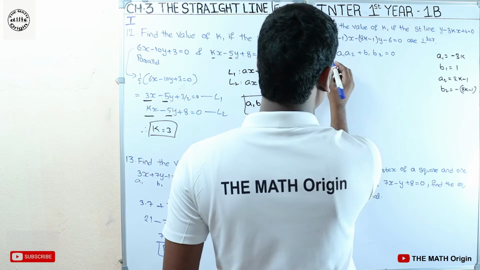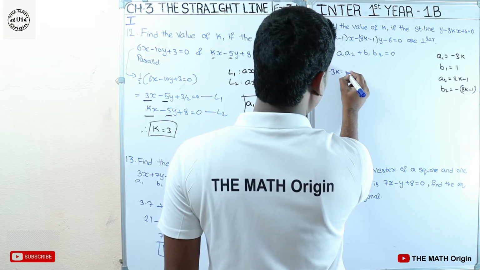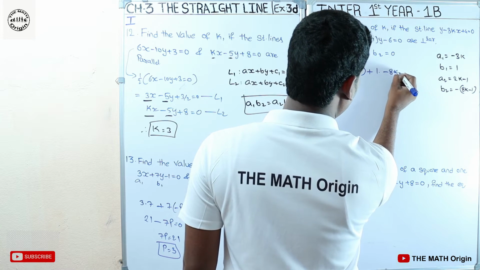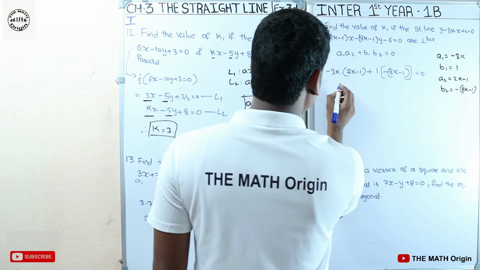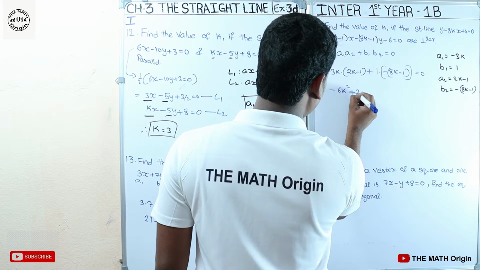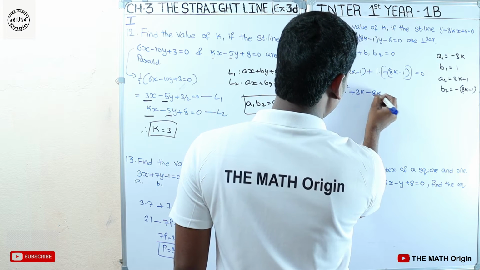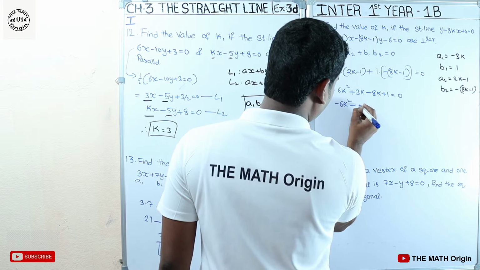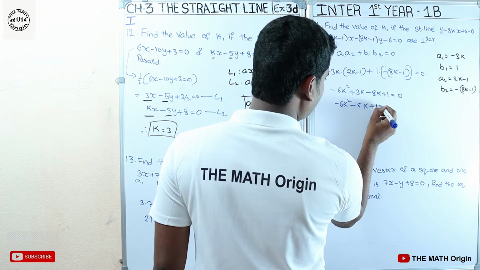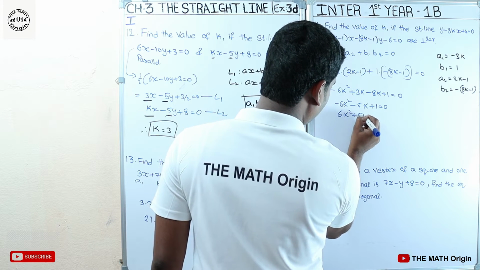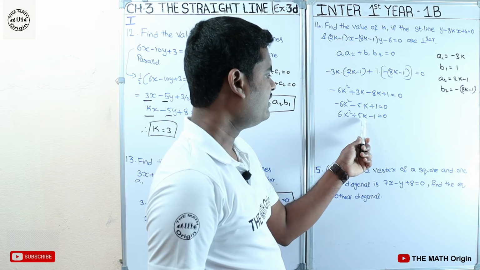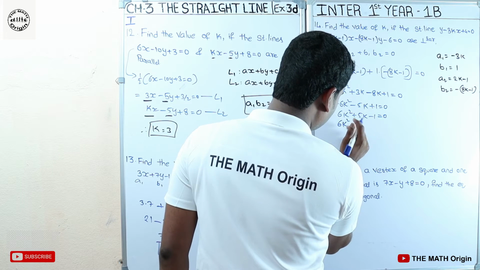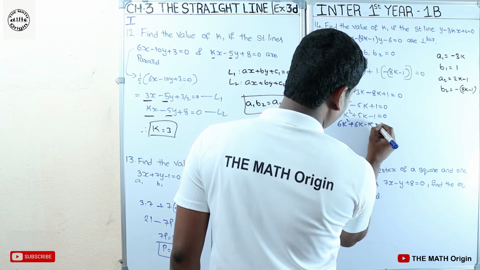Let's substitute these values in the equation. Minus 3k into 2k minus 1, plus B1 which is 1 into minus of 8k minus 1, equals to 0. From this it is minus 6k square plus 3k, minus 8k plus 1 equals to 0. So minus 6k square minus 5k plus 1 equals to 0. I will take minus common: 6k square plus 5k minus 1 equals to 0. Taking factors of 5k whose product should be minus 6k square, I will write it as 6k square plus 6k minus k minus 1 equals to 0.